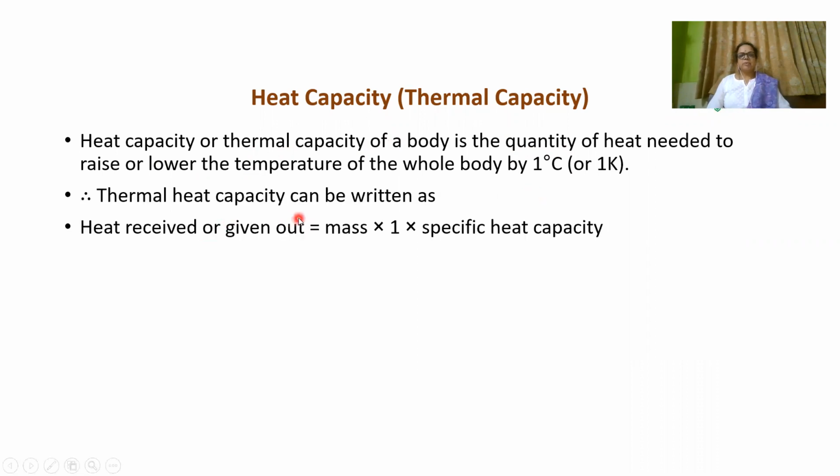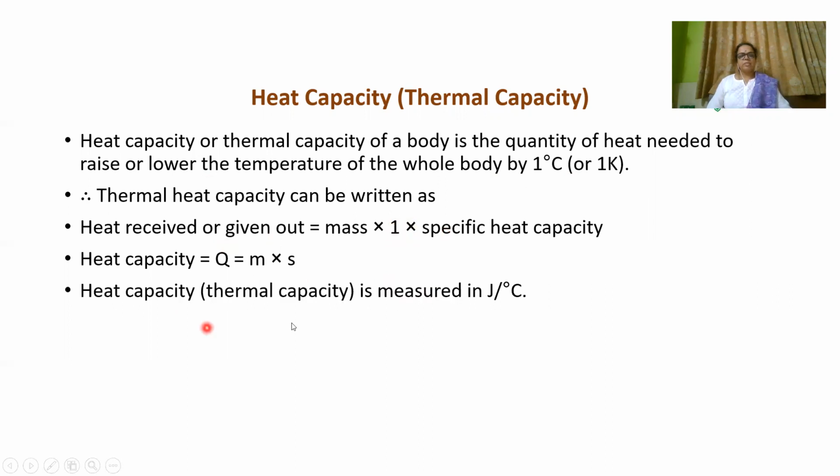Thermal heat capacity can be written as heat received or given out equals mass into 1 into specific heat capacity, means M into S. Here, as the rise or fall of temperature is 1 degree, instead of T we can write 1, and hence the equation becomes Q equals M into S. Heat capacity is measured in joule per degree centigrade, that is the unit of heat capacity.